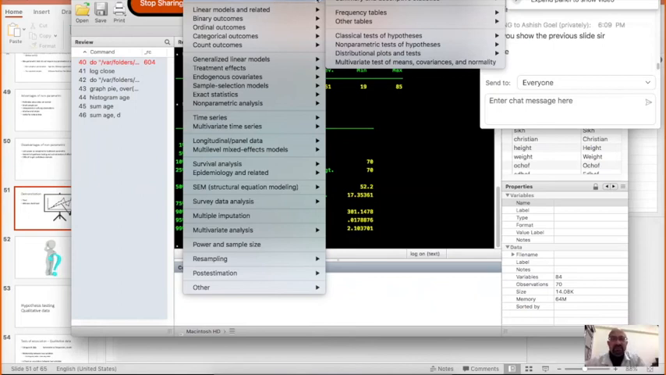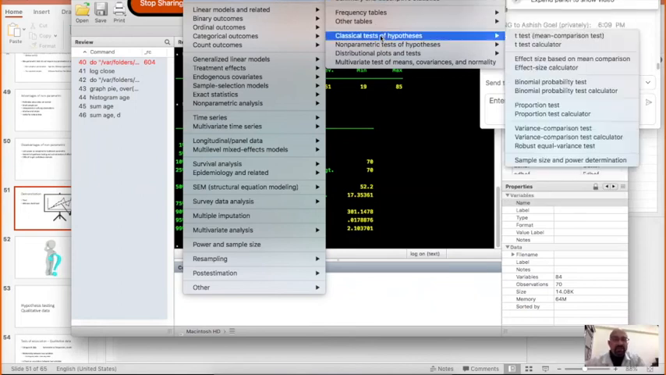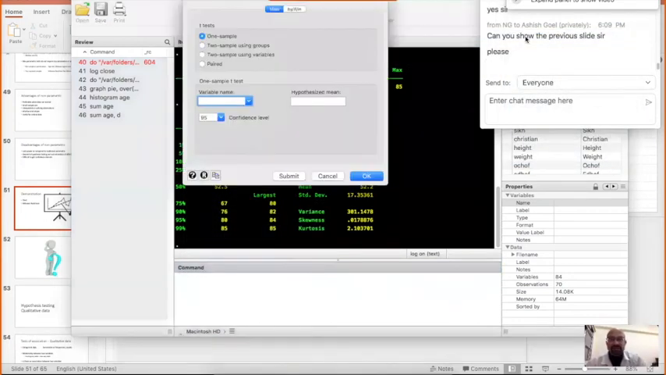Go to summaries and tables. We go into classical tests of hypothesis. So remember, we are working on the classical tests of hypothesis, and we are trying to see the t-test, which is the mean comparison test. Now, we were using two sample using groups. So we are going to use two groups. The groups are divided by sex, male and female, and the variable is age. So what we wanted to do was see whether the age is different between the males and the females. And we just click submit.